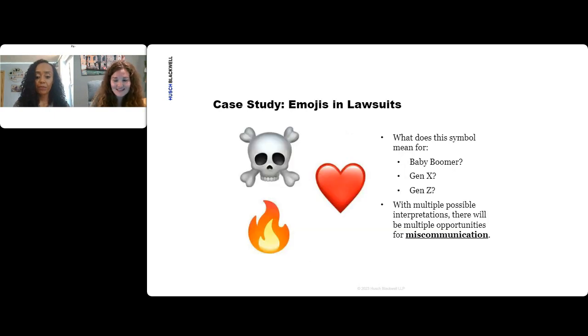And it really boils down to, we're using different types of communication in the workplace: emojis, emoticons, memes, slang, and these three emojis alone have very different meanings for a baby boomer or Gen X or Gen Z. If any of you have teenagers, they can help explain what some of these mean to their generation versus what they may mean to you or to other employees in the workplace. So with these multiple interpretations of symbols, memes, etc., there's an increased risk for miscommunication.